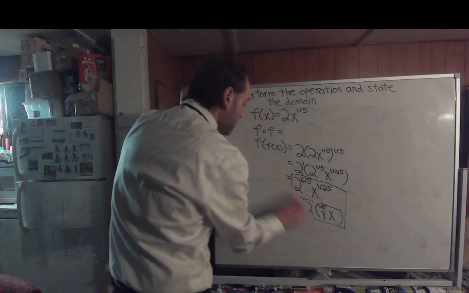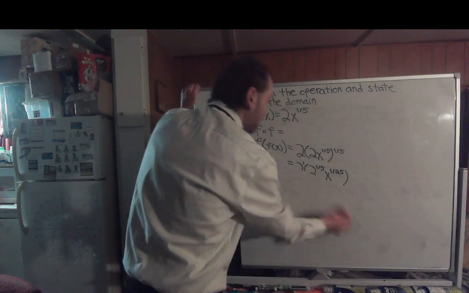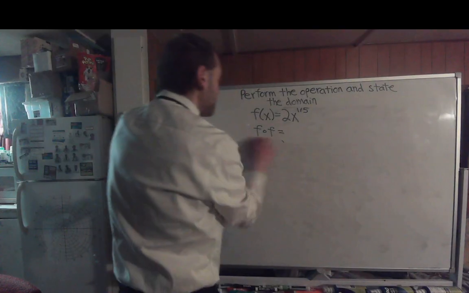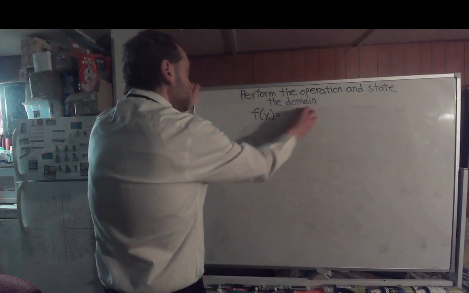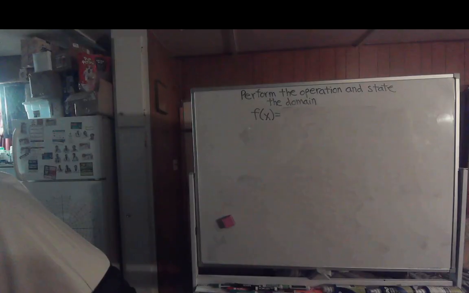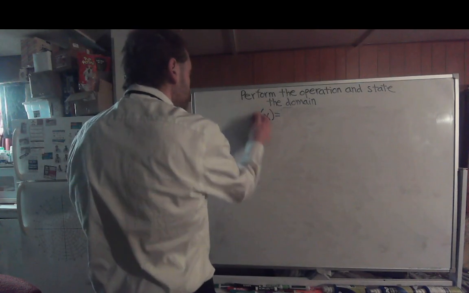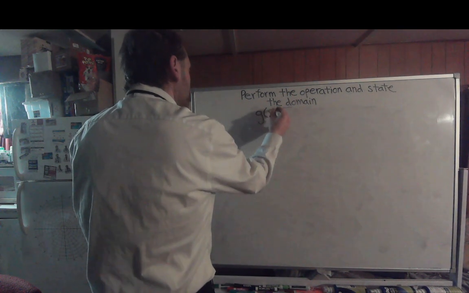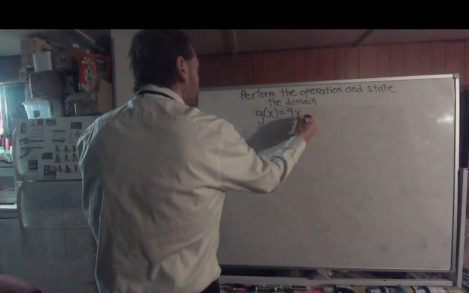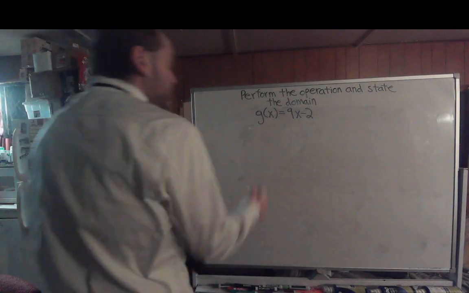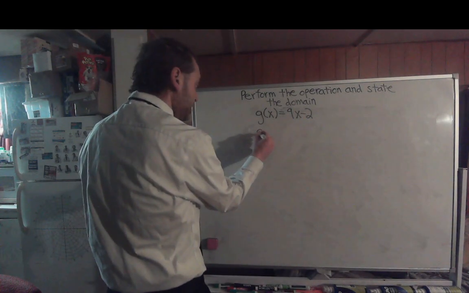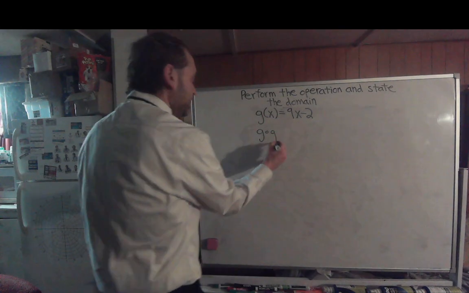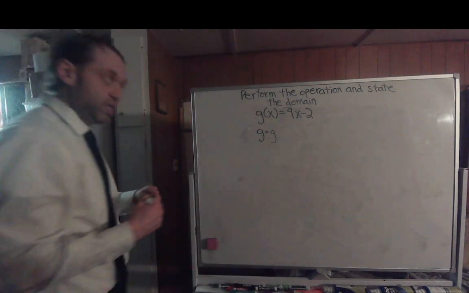I got just one more. Let's see what the last one looks like. How hideous that is. Well, let's just change the notation a bit here. f of x, g of x, it's all the same. g(x) = 9x − 2. This shouldn't be too bad at all, actually. g(x) = 9x − 2. They want us to take g composition g.